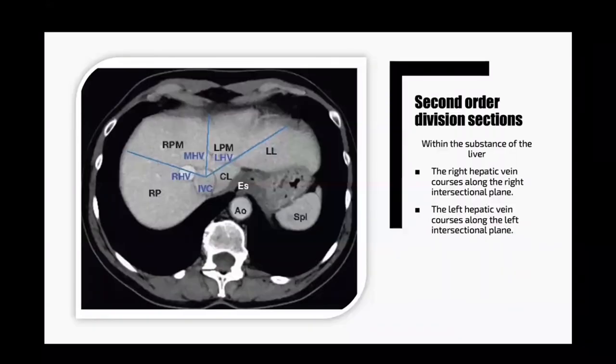Also, within the substance of the liver, the right hepatic vein corresponds with the right intersectional plane, and the left hepatic vein corresponds with the left intersectional plane.